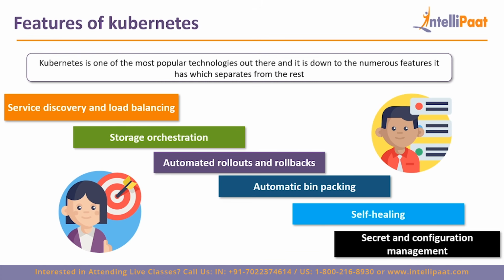So Kubernetes is one of the most popular platforms out there. It basically gives you service discovery and load balancing. It gives you storage orchestration, automated rollouts and rollbacks, automatic bin packing, self-healing, and secret management and configuration. So let's dive into all of these and look at them one by one so that we have a better understanding of what it is that Kubernetes is providing to us.